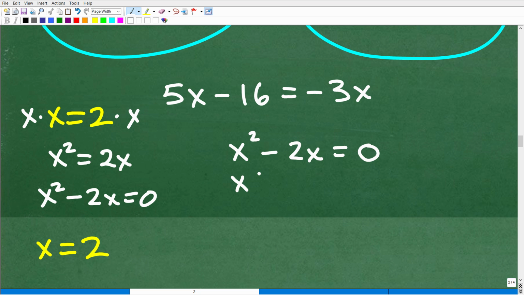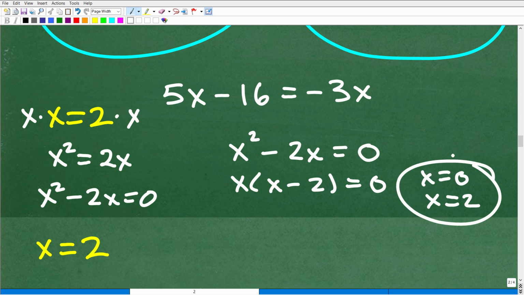So let's factor out an x. So x times x minus 2 is equal to 0. So x is equal to 0 is one solution, and x is equal to 2 is another solution. So if you're watching this video, you're probably already at this level of mathematics, you'll understand what I'm talking about.